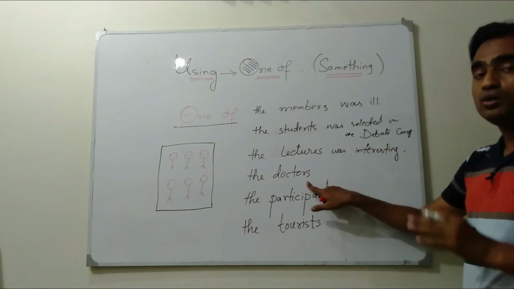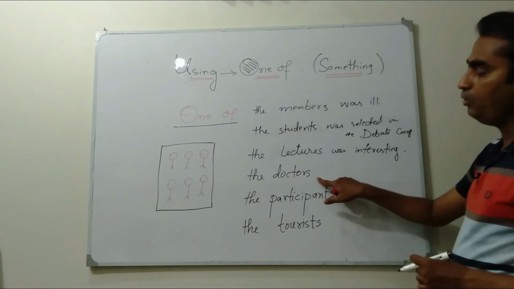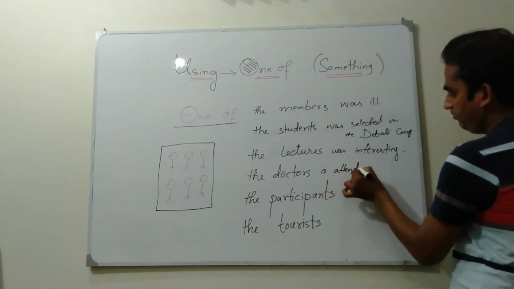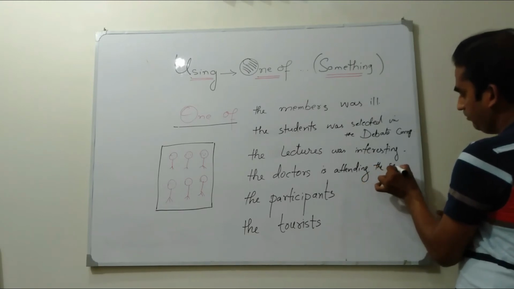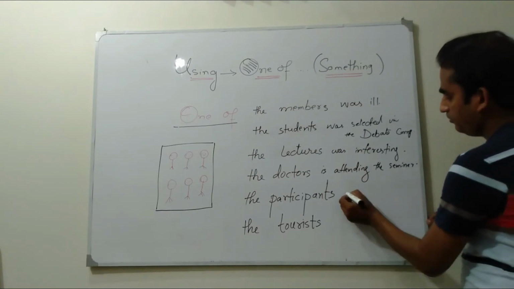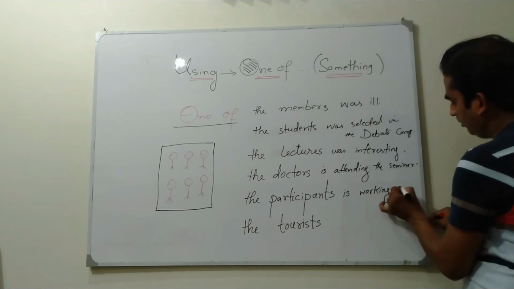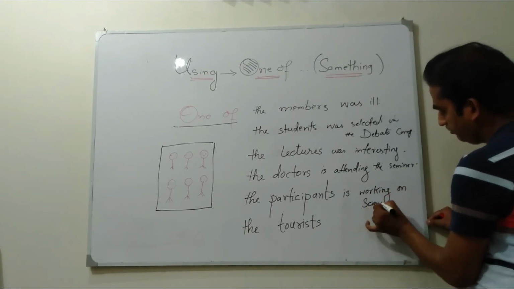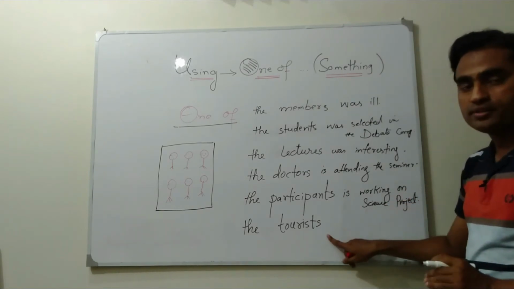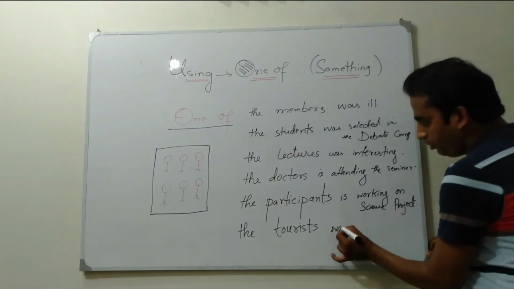One of the doctors, out of many doctors we are talking about one, so we will use a singular helping verb. One of the doctors is attending the seminar. One of the participants is working on a science project. One of the tourists, out of many tourists we're talking about one, one of the tourists was lost in the jungle.